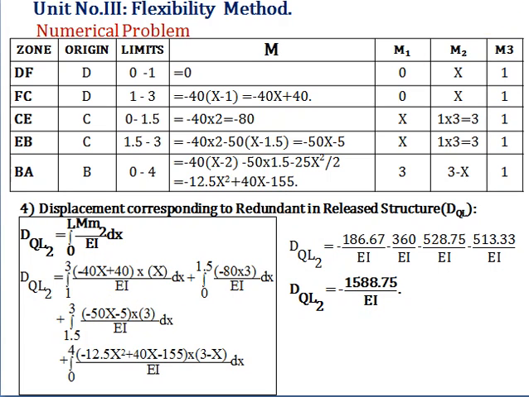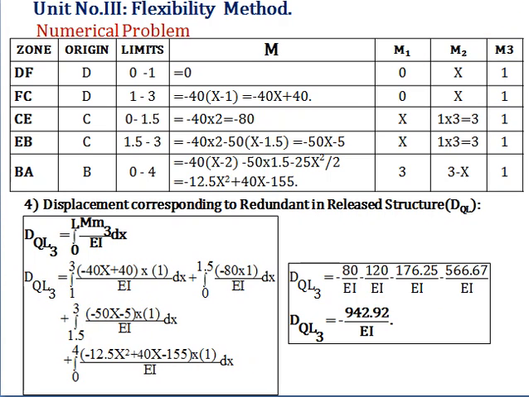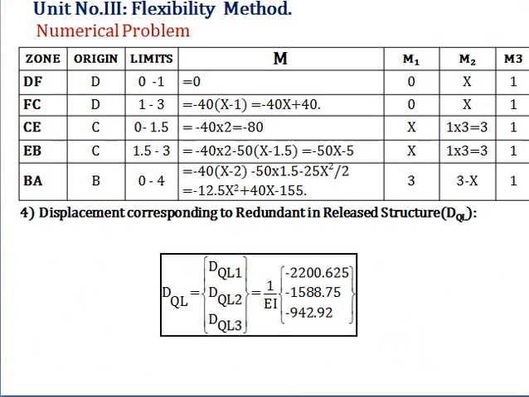After calculating dQL2, you have to find dQL3. So this is the value of dQL3, that is minus 942.92 upon EI. After calculating dQL1, dQL2 and dQL3, you have to put those values in the dQL matrix, and this is the dQL matrix.